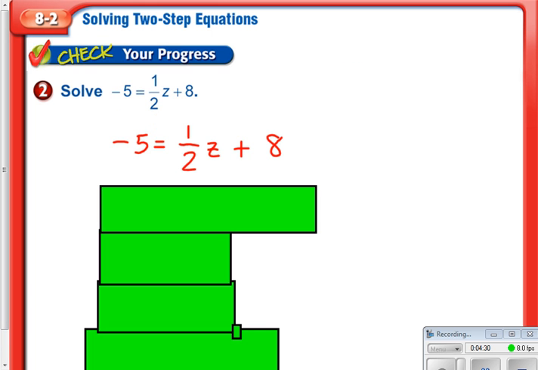Next example here, very similar to the previous problem. Again, pause our video here, look at how we did our previous problem and work through this problem. So go ahead and pause it.